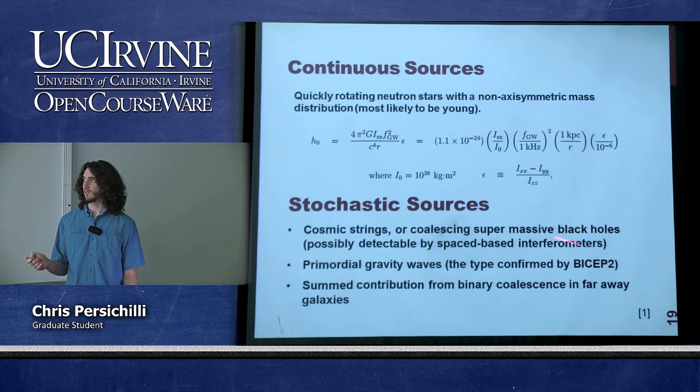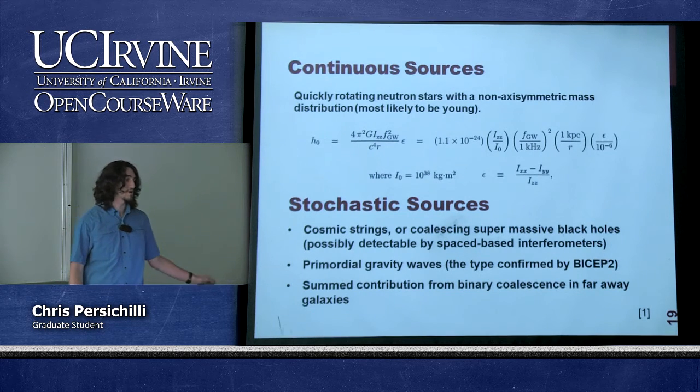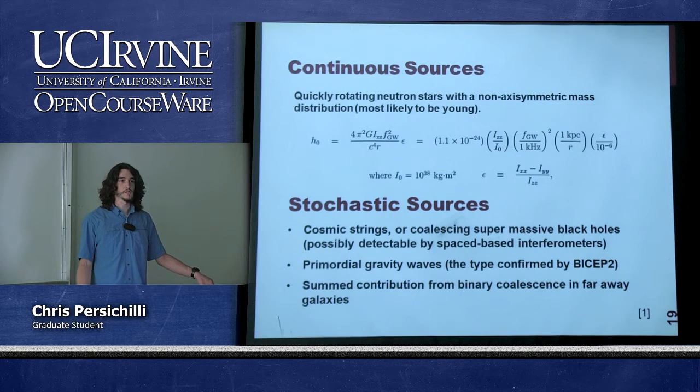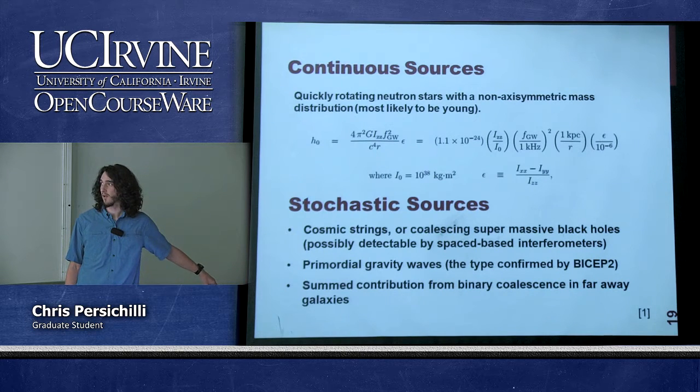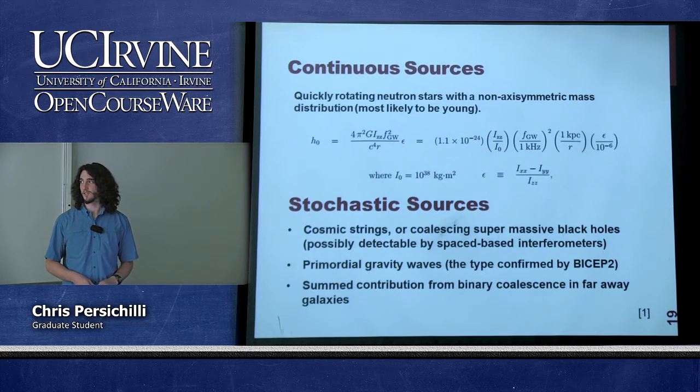And then on top of that, there are also some stochastic sources, which basically are a background of gravitational waves from things like cosmic string cusps or coalescing supermassive black holes, which would be in the regime of ultra-low frequency, which we could perhaps detect with space-based interferometers. And then the primordial gravitational waves from the early expansion of the universe, which is what BICEP2 believes that it found. And then just generally the summation of all the binary coalescences from faraway galaxies, adding up to basically a stochastic background of gravitational waves.